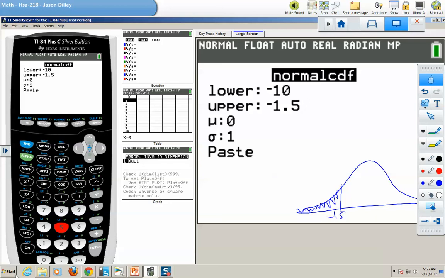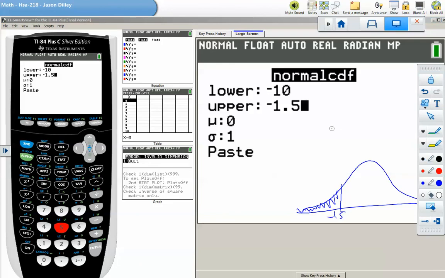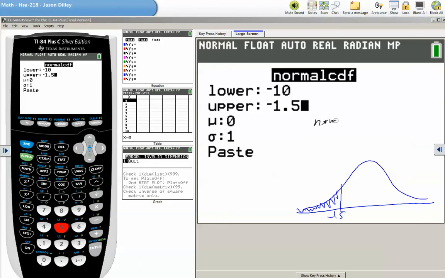If you're using it without the wizard, just do lower, comma, upper. So yours is going to look like normal CDF, negative 10, comma, negative 1.5, and then you'll press enter. Okay? Leave your mean and your standard deviation as 0 and 1.